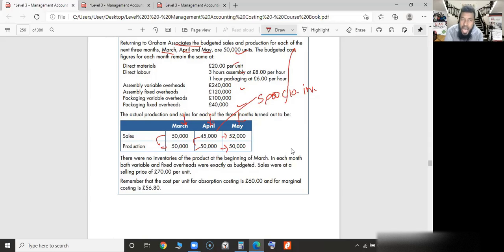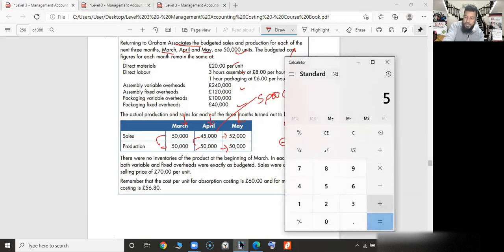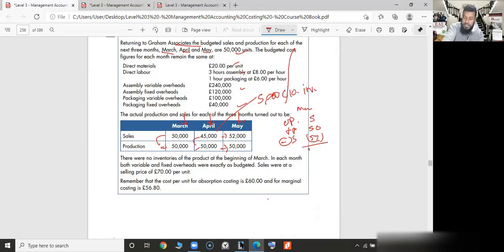At first, you can say, how is this possible? Can we sell more than the units we produced? The answer is you should not forget your opening inventory. In the month of May, you have an opening inventory of 5 coming from April, plus you produced 50, less sold 52. How much is left? 5 plus 50 you produced minus 52, that is 3. 3 is your remaining closing inventory. I hope you understood what I did here.